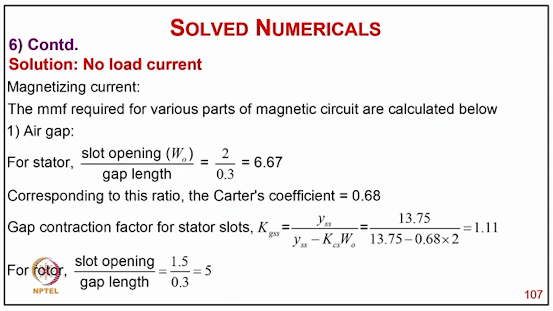Now coming to no load current calculation, that is typically the magnetizing current. So MMF required for various parts. All 5 parts are calculated here. Air gap, then air gap for stator.